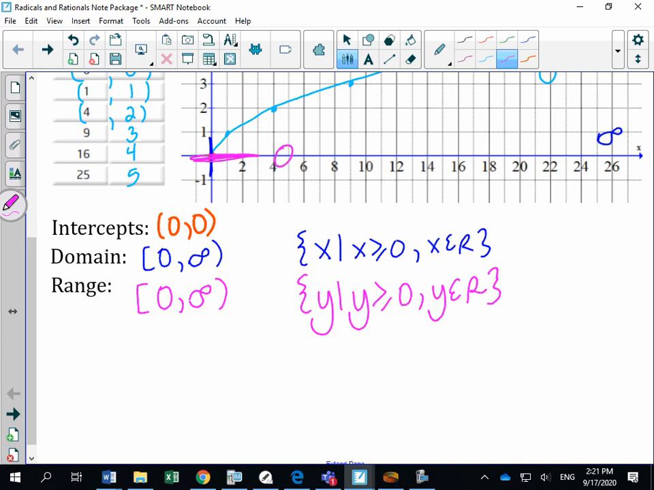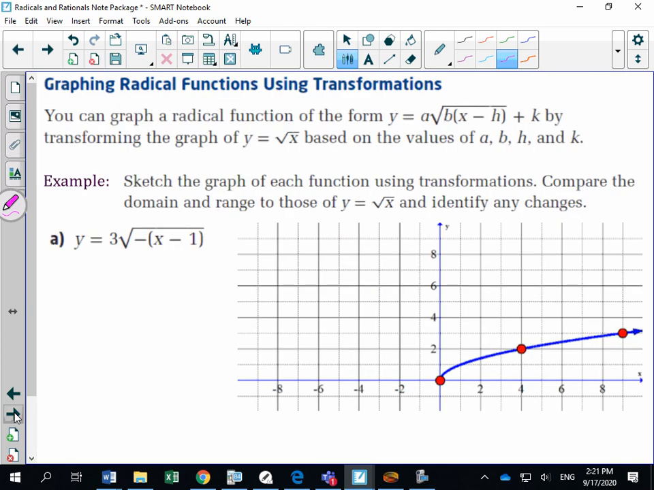Okay, now what we're going to do on the next example is we are going to start transforming our graph. So remember I said we would bring in transformations. So transformations we're going to see in every single chapter. So if I take a radical graph, y is equal to the square root of x, I could transform it and I have the exact same parameters as we did with transformations.